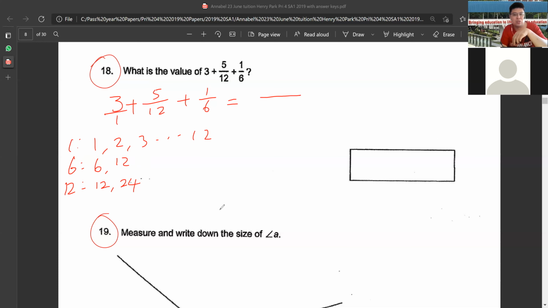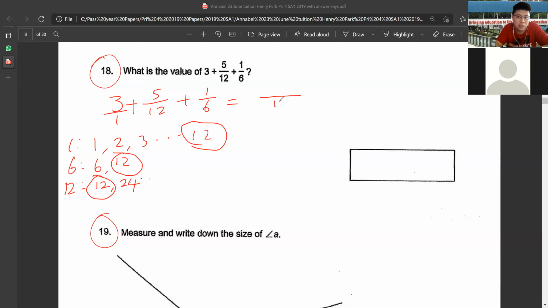The answer is very obvious to you. It's very obvious, really. 1, 6, 12. What is the lowest common multiple? First common multiple. What is the first common multiple? You still can't tell me the answer, then I don't know what to say. 12. I already circle for you.